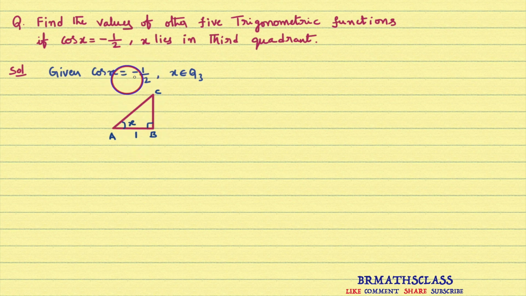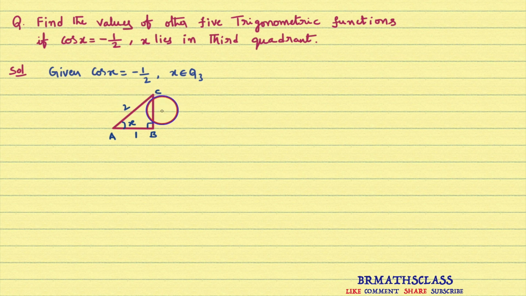Cos x is adjacent side by hypotenuse. What is the hypotenuse? The side opposite to 90 degrees is the hypotenuse. So here in the question they have given cos x is minus 1 by 2. Here the adjacent side is always positive, so we write 1 only, divided by the hypotenuse, which is 2.